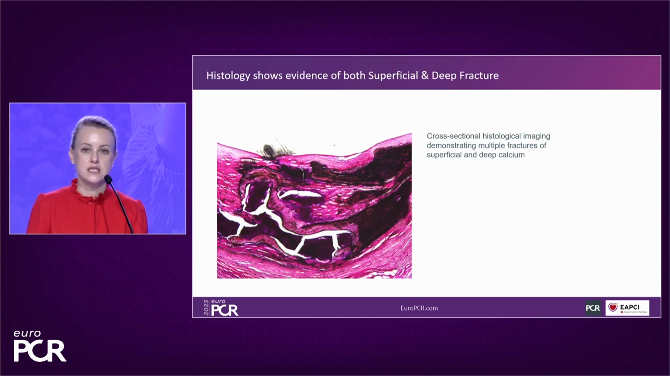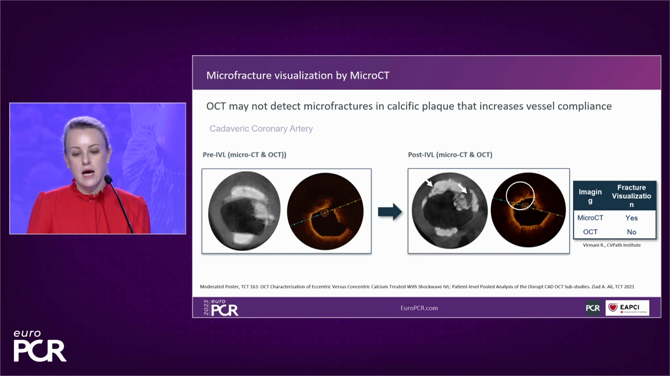Histology has also shown that the lithotripsy has an effect on both superficial and deep deposits of calcium, and this is a really unique action of lithotripsy when compared to other calcium modification techniques. And again, micro-CT shows these microscopic fractures that we know from the CAD3 study play a large part in achieving optimal stent expansion, even in the absence of fractures that are visible on OCT.